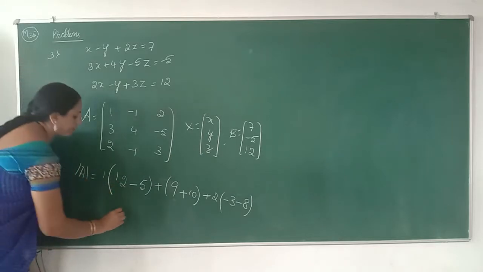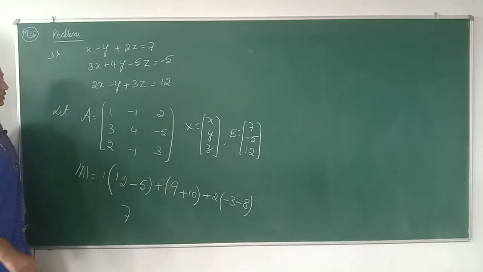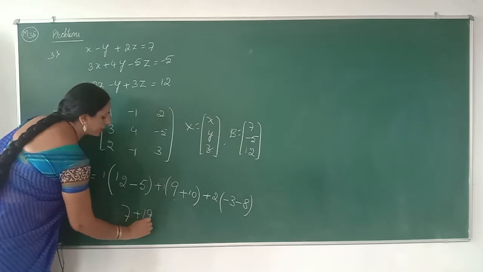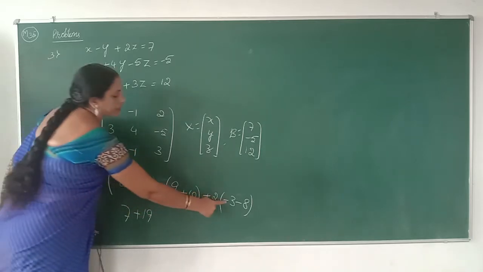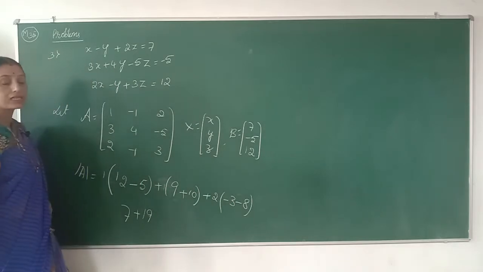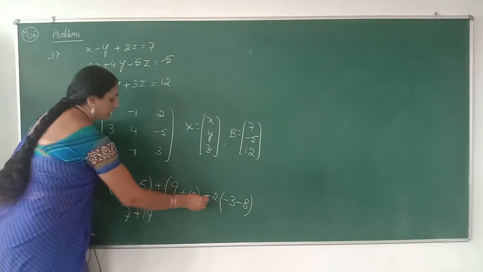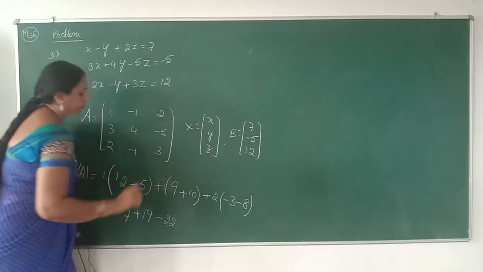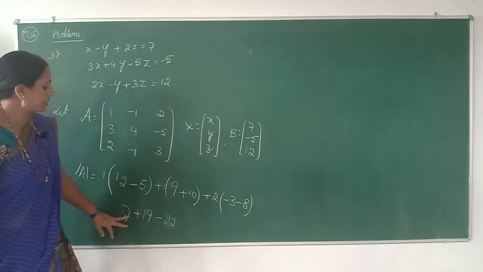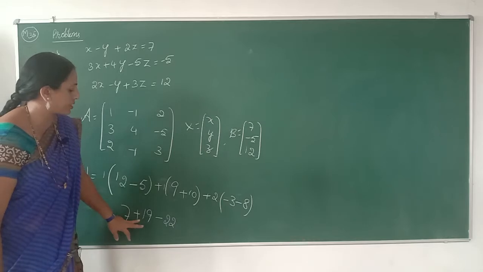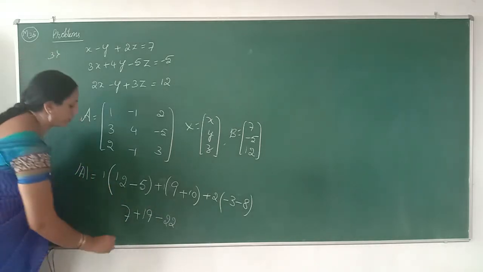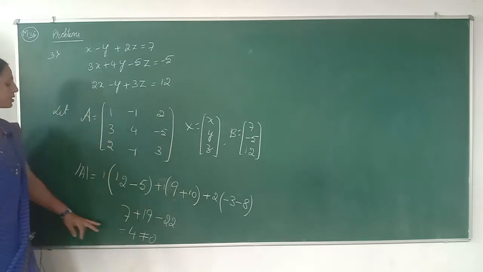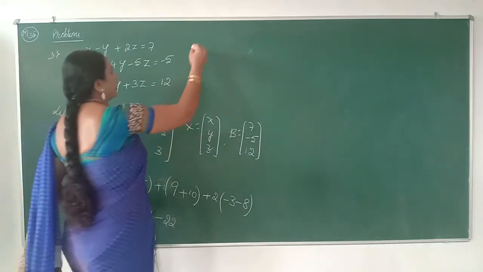So 12 minus 5 is 7. 7 into 1 is 7. 9 plus 10 is 19. Minus 3 minus 8 is minus 11. Minus 11 into plus 2 is minus 22. So 19 plus 7 is 26. 26 minus 22 is equal to 4. It's not equal to zero. That is the value of the determinant of A.